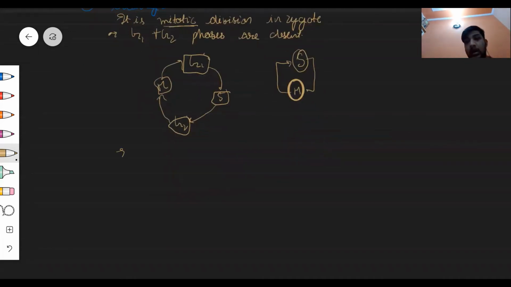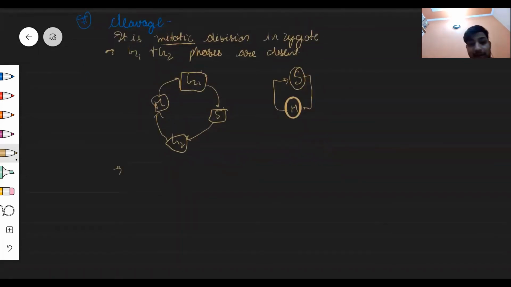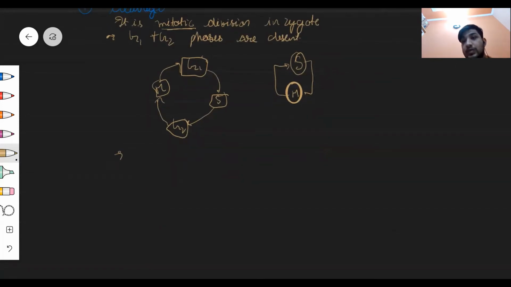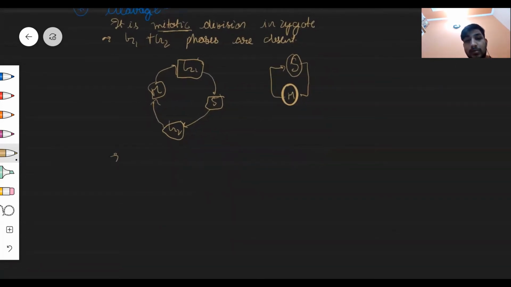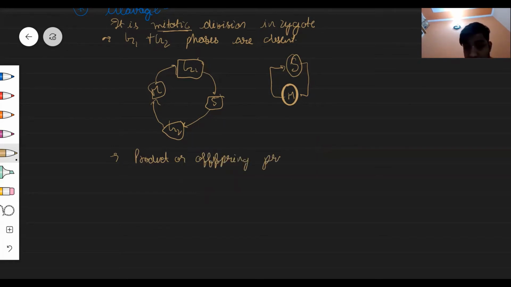The product of the cleavage, the offspring cells which are produced, are known as the blastomeres.